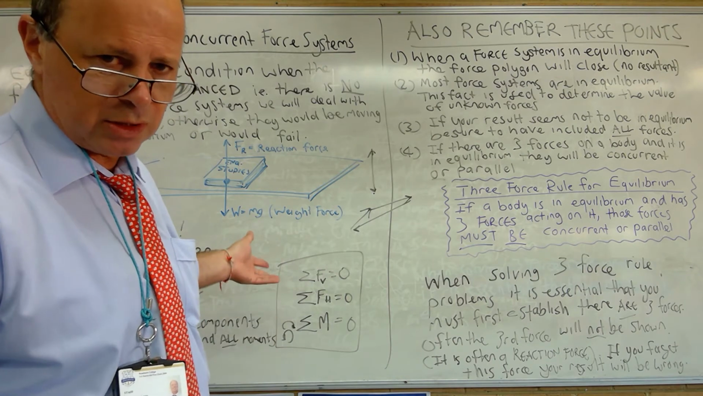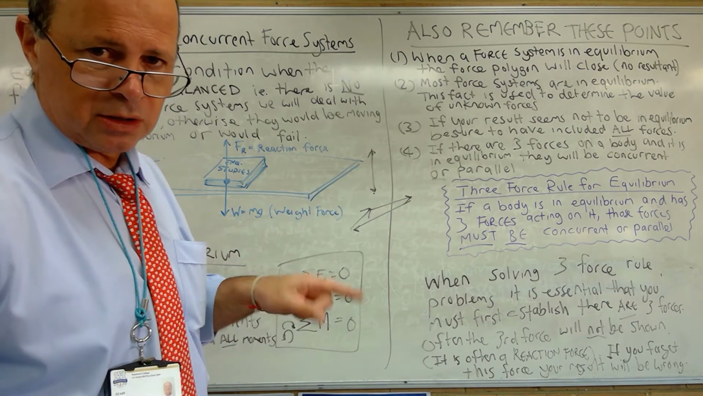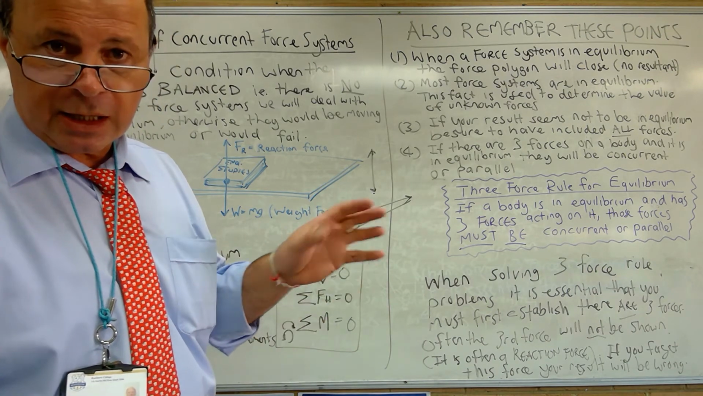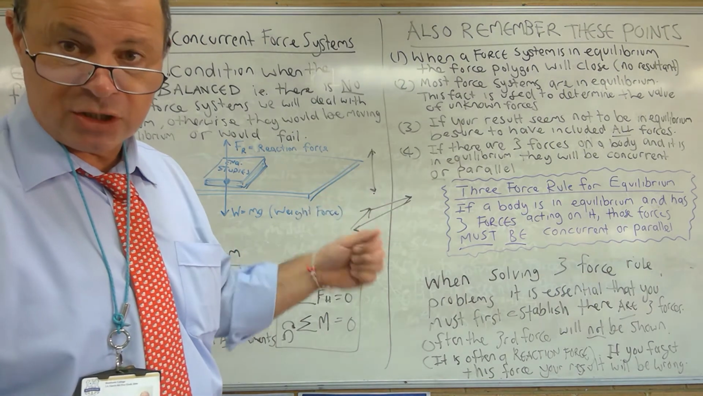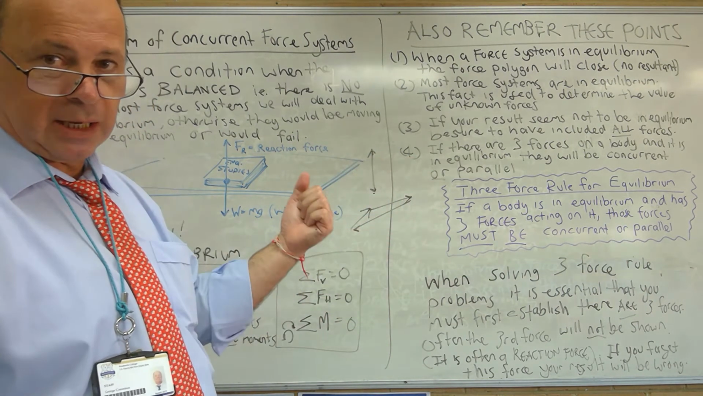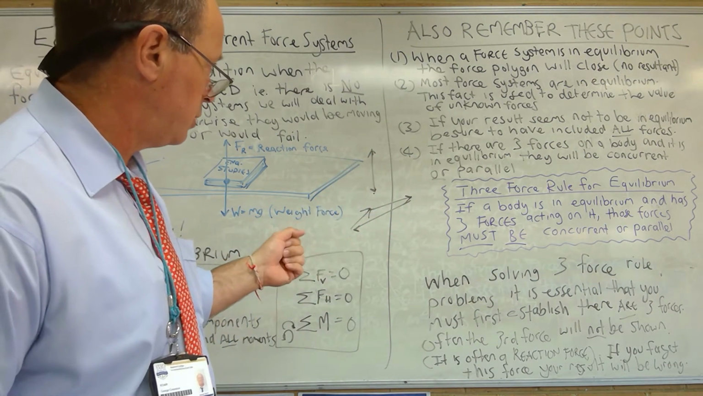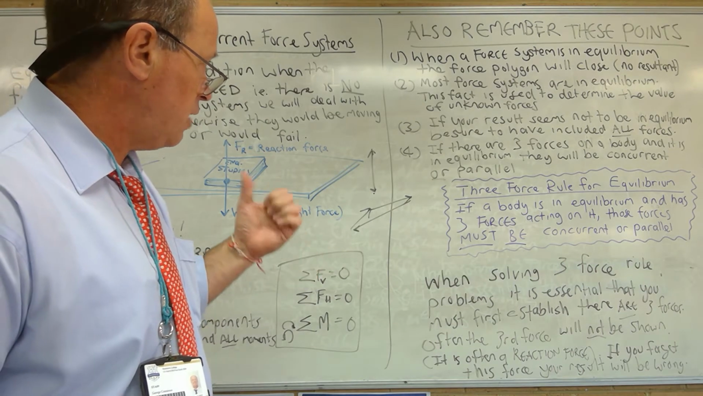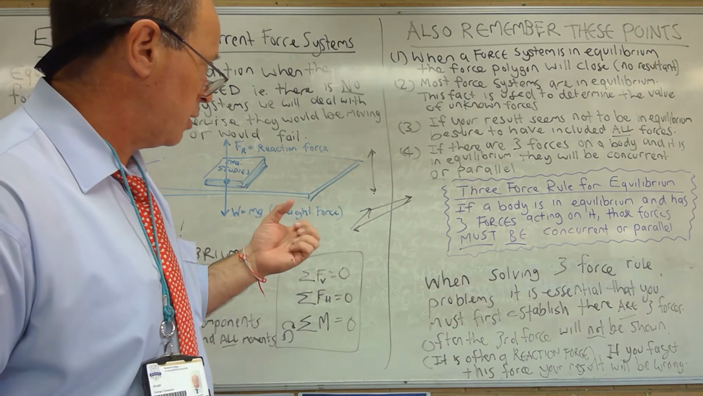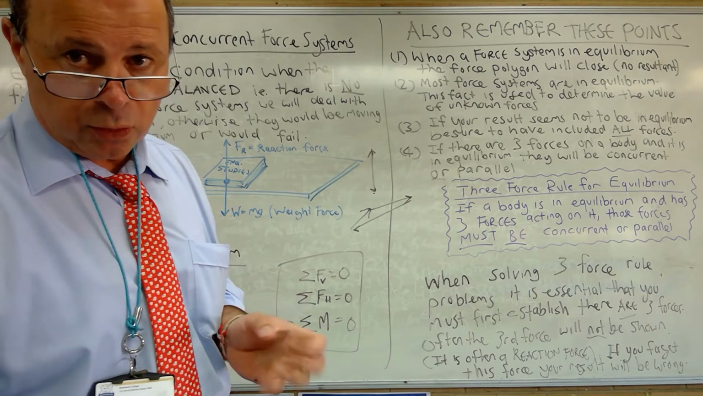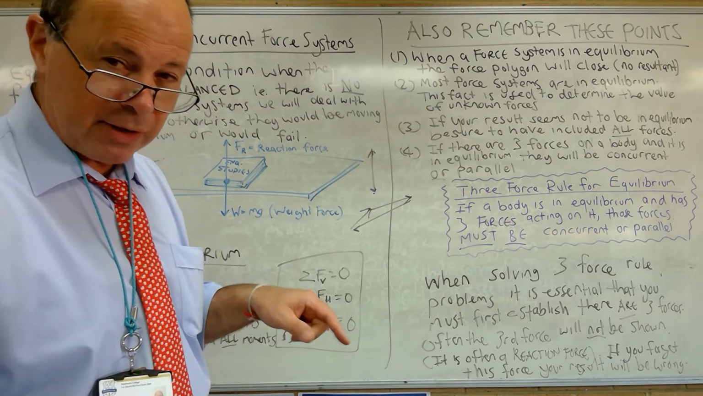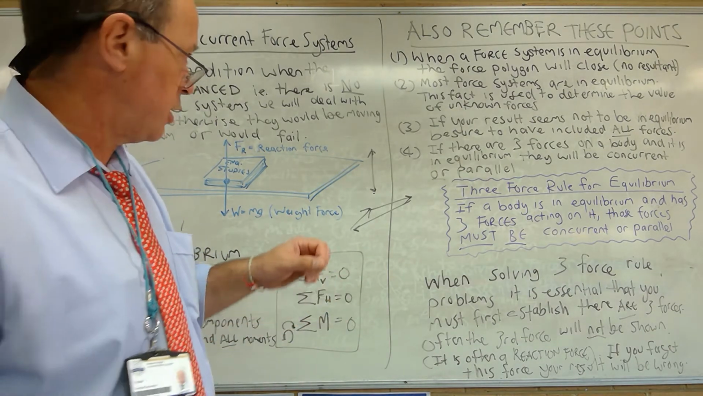Okay, so we're going to do some of these problems, and you'll see that once you know the system is in equilibrium, you can calculate, for instance, tension in a rope or something that's holding up a weight. We're going to do that type of problem. If your result seems to not be in equilibrium, be sure that you've included all the forces. It's quite easy to forget about a reaction force that's there but they don't show it.